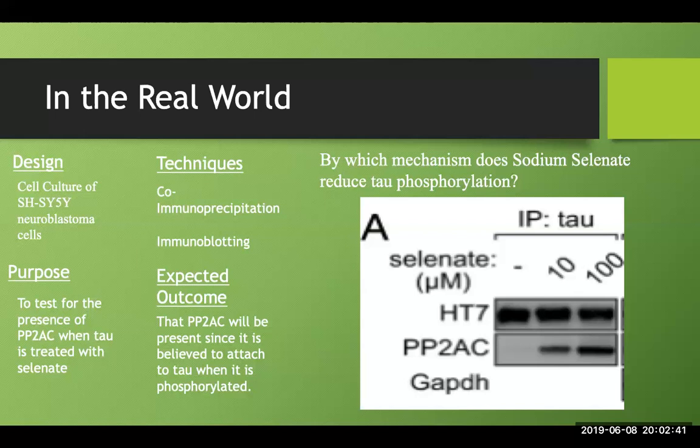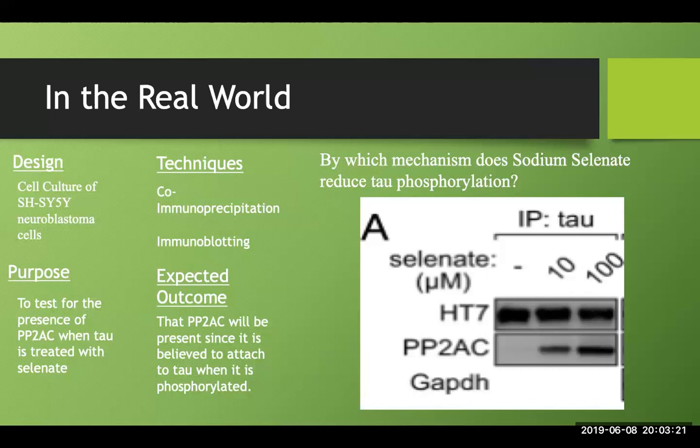That's why they're adding selenium to tau: to test their hypothesis that PP2AC is selenate dependent. Their expected outcome was to see PP2AC bind to tau when it is treated with selenate, and that's what you see here in figure A. Here you have tau with the presence of selenate. The first lane has a negative sign, which means you don't have any selenate. This is the result of the immunoblotting.